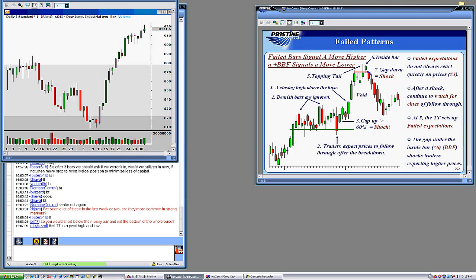And that could be in this section. All right, we'll see if this breaks below that inside bar's low tomorrow. And ultimately, does it break below the low of Thursday's low? Then we're going to have a confirmed breakout failure.